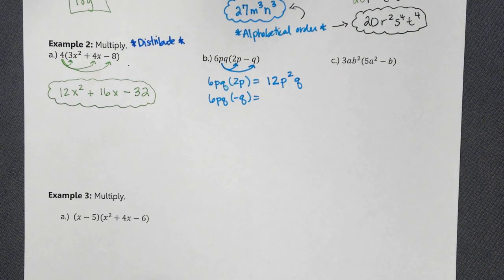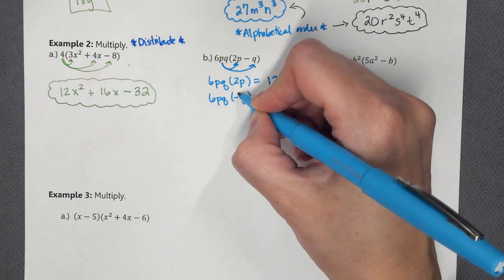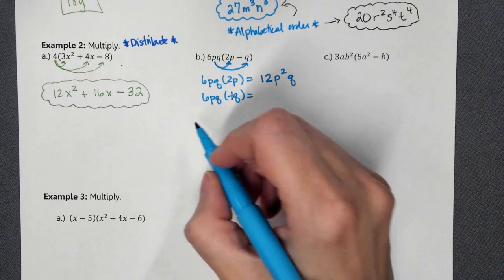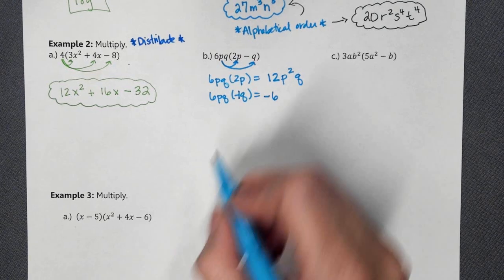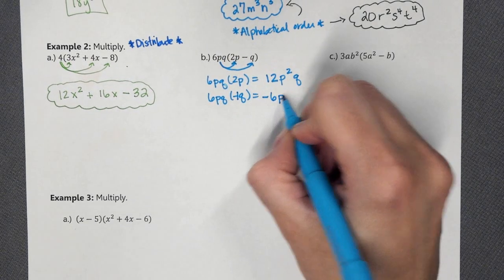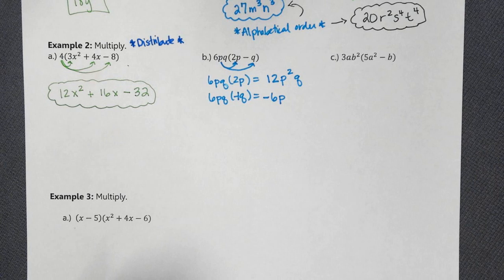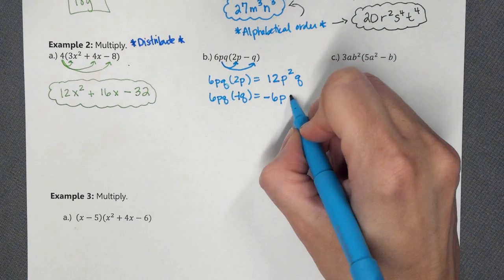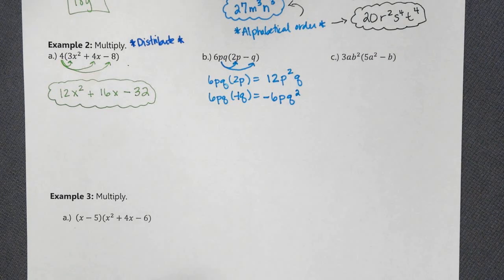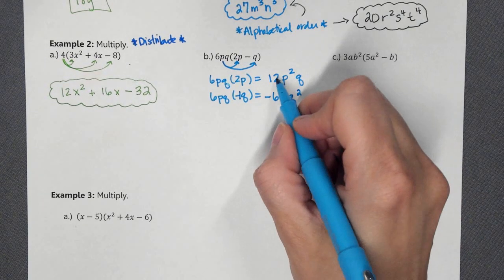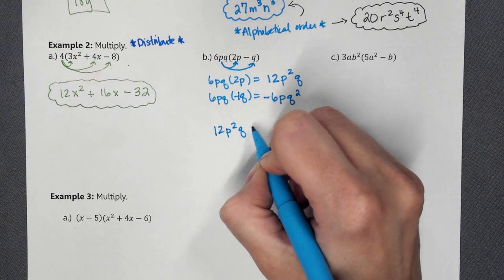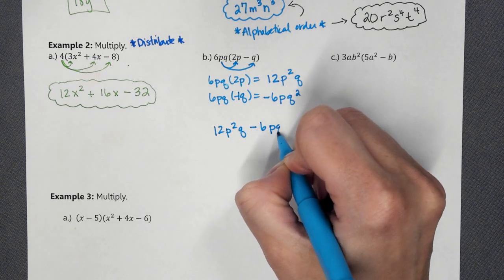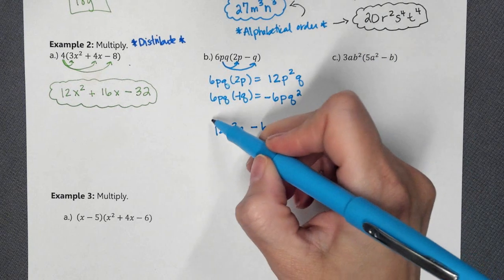And then anytime you have a negative, it's like you have a negative 1 in front. So 6 times negative 1 is negative 6. Nothing to multiply the p by, so that's just going to be p. Okay, and then q times q is going to be q squared. So then your final answer is just these two together: 12p squared q minus 6pq squared.